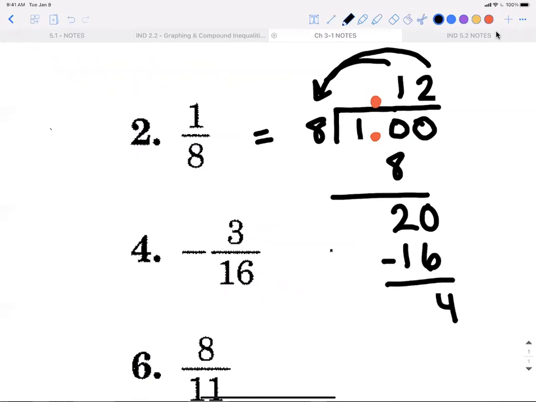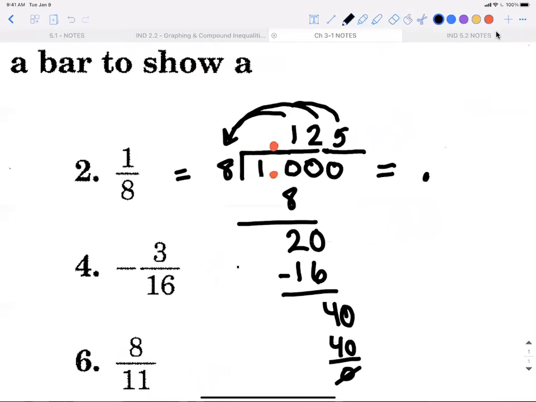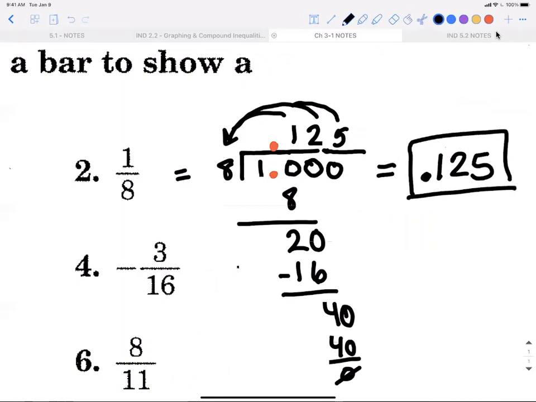I still don't have anything repeating, but I'm still not at a 0, which means I got to keep going, add another 0, drop it down. Now 8 into 40 goes how many times? 5. And then 5 times 8 is 40. And that's when I get to my 0, so I know I can stop. And then my final answer is 0.125. And I don't have anything repeating because I did get down to a 0, which stops my problem. Okay.